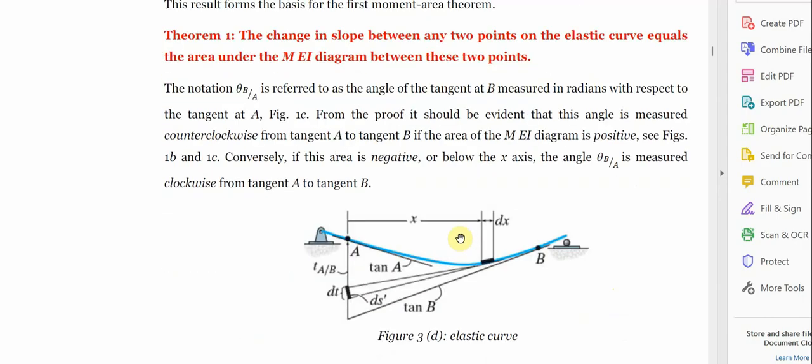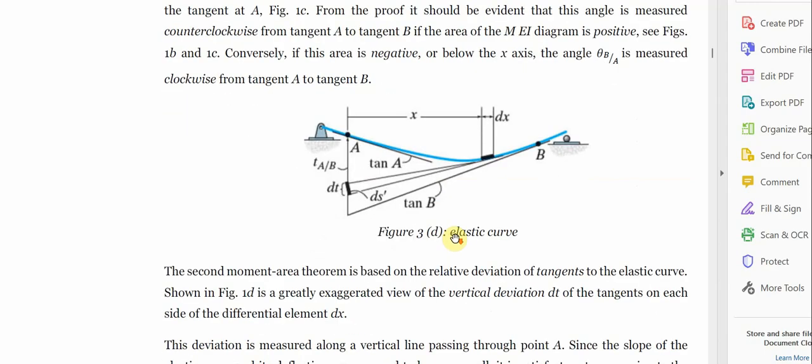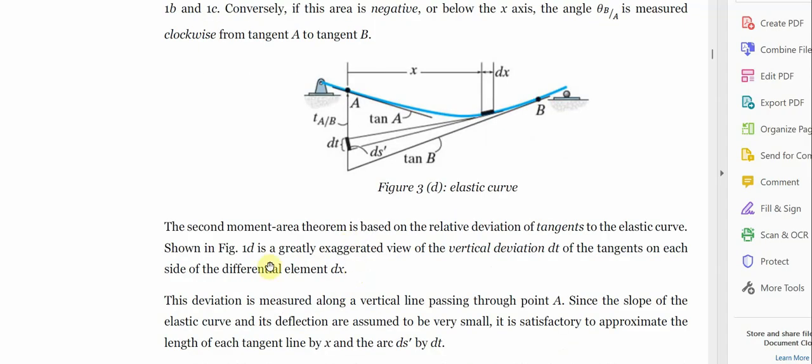Now let us look at this particular diagram here. This is tangent A, this is tangent B. Now let us look at the second one. This one is talking about the second moment area theorem. They said the second moment theorem is based on the relative deviation of tangents to the elastic curve shown in the figure. Now, figure 1D is greatly exaggerated.